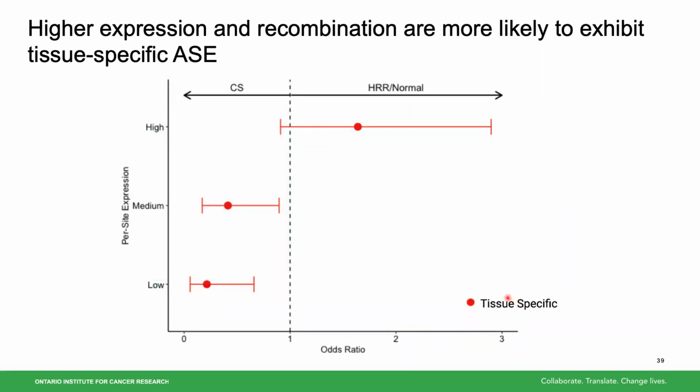tissue-specific ASE, so those that have ASE only in one of those three tissues, that were highly expressed, have increased odds of being observed in high recombination or normal recombination regions compared to cold spots. And this is not observed in medium and lowly expressed sites. So since higher recombination and higher expression have more efficient selection, this result is suggesting that sites under stronger selective pressures are more likely to exhibit tissue-specific ASE.